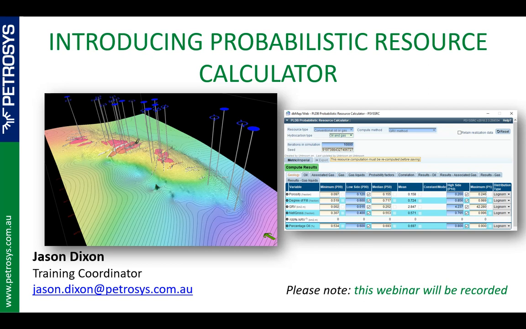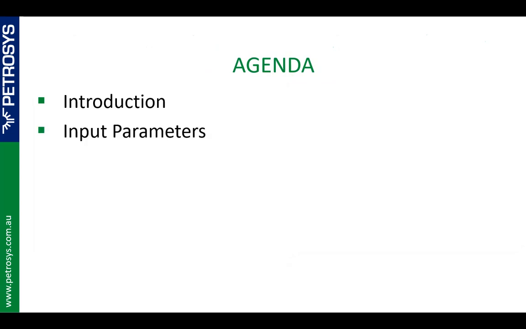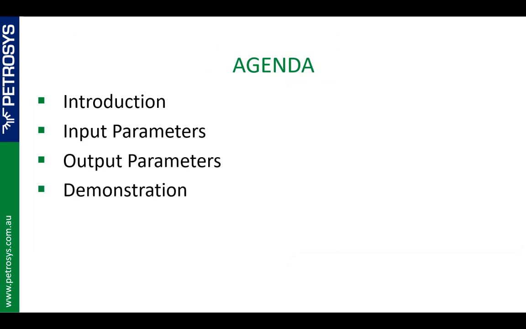So I will run through the agenda. I'll run through an introduction. What is the PRC? What do we use it for? And what is it all about? We'll have a look at the input parameters that we need to use to generate our resource, the output parameters that are generated, what we can use those for, and also I'll run through a demonstration on how we actually use that. After the demonstration, I'll run through some final thoughts.